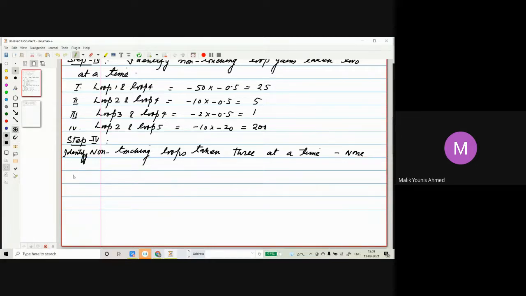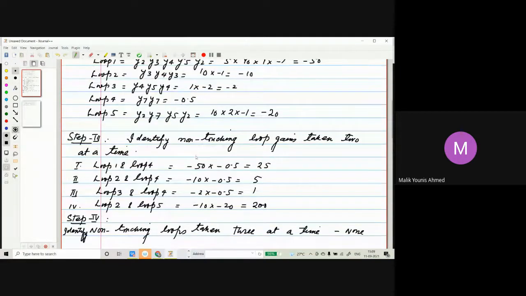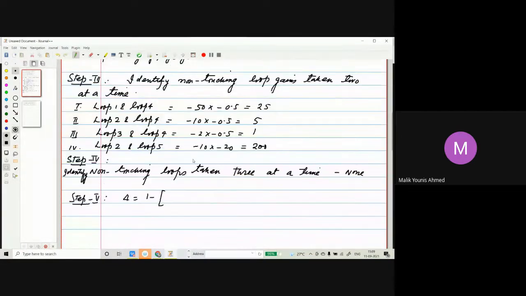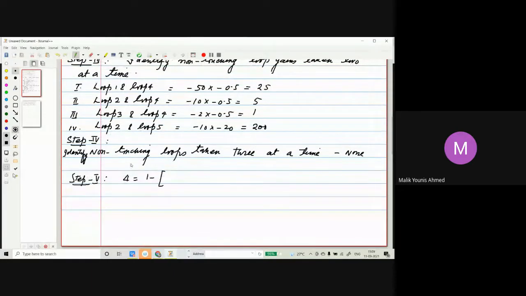So the next step, step 5, is to find delta. Delta will be 1 minus summation of loop gains. Summation of loop gains is minus 50 minus 10 minus 2 minus 0.5 minus 20, plus the non-touching pairs, then minus, and then again plus, as per the formula.